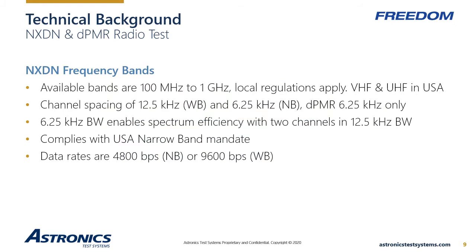dPMR is used in 12.5 kilohertz channels, or wideband, or 6.25 kilohertz channels, narrowband. The dPMR standard allows only 6.25 or narrow bandwidth. In Europe, dPMR 446 is an unlicensed 400 MHz band allocated for NXDN used for public walkie-talkie deployment. The RF power, however, is limited to half a watt.